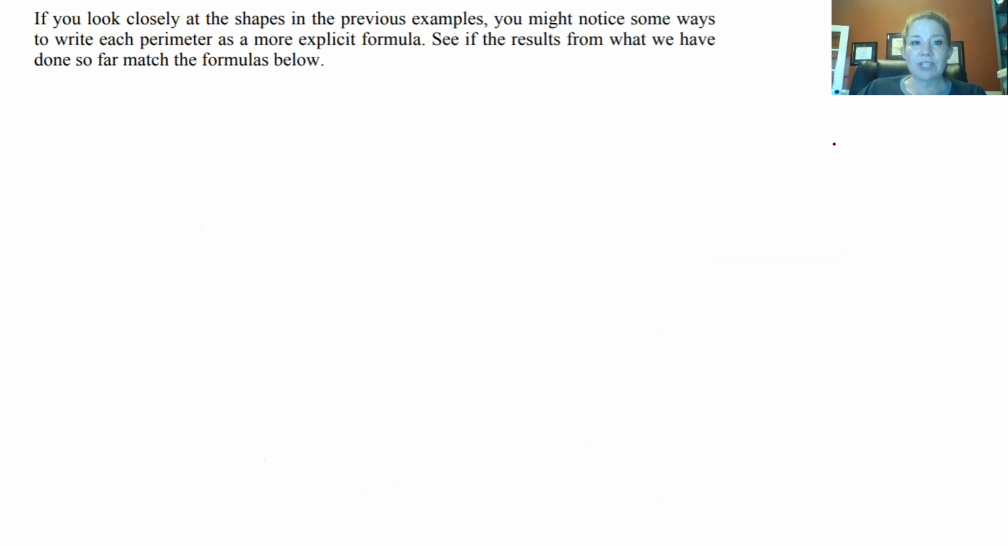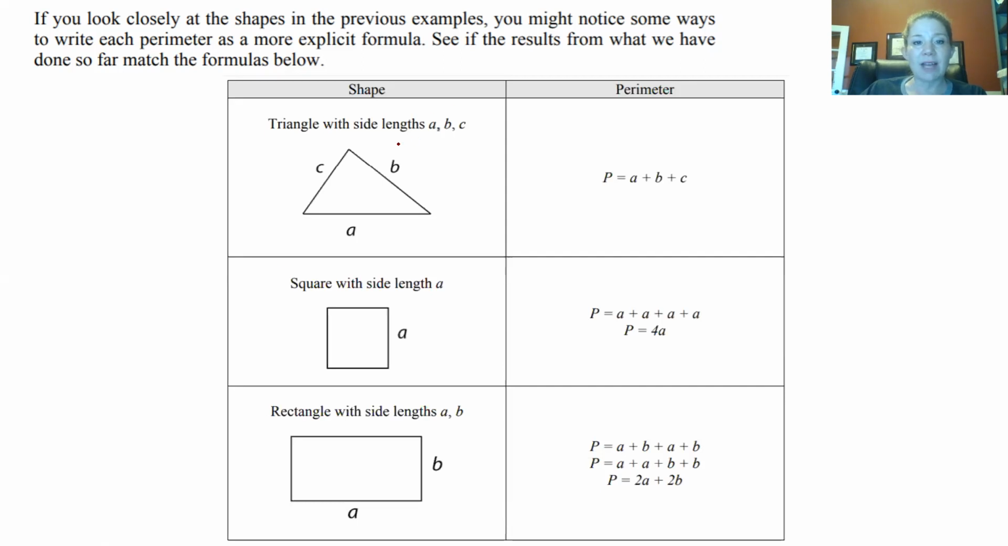Okay, if you look closely at the shapes in the previous examples, you might notice some ways to write each perimeter as a more explicit formula. See if the results from what we have done so far match the formulas below. So when we have a triangle, that means obviously we have 3 side lengths. So the perimeter equals the sum of the 3 side lengths. If we have a square, that means basically all 4 sides are the same. So we could either add the same digit 4 times, or in other words, multiply the side length times 4. That makes sense.